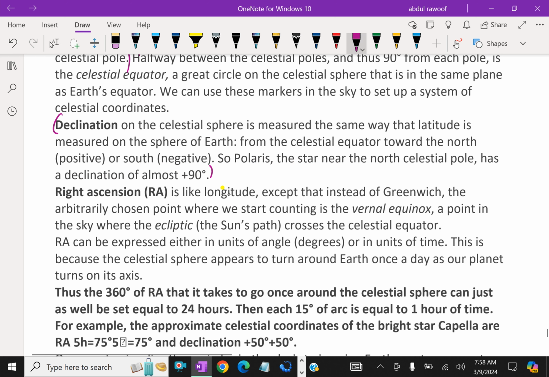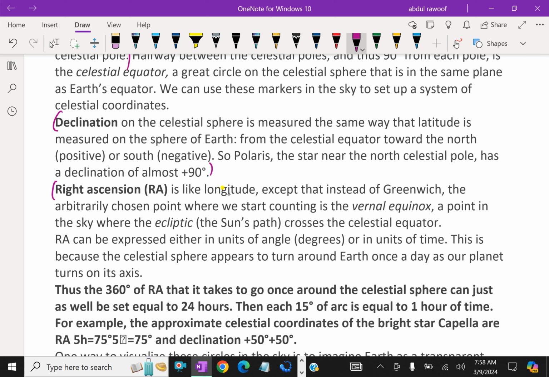What is right ascension? Right ascension, RA, is like longitude, except that instead of Greenwich, the arbitrarily chosen point where we start counting is the vernal equinox, a point in the sky where the ecliptic, that is the Sun's path, crosses the celestial equator.